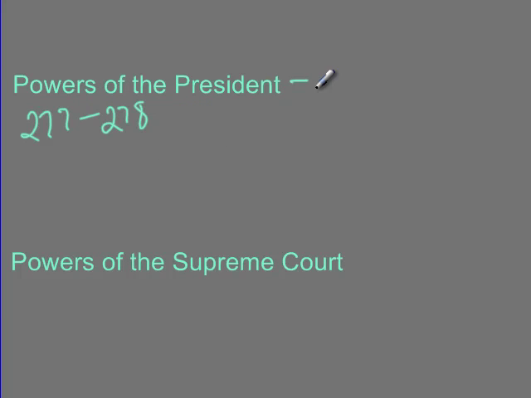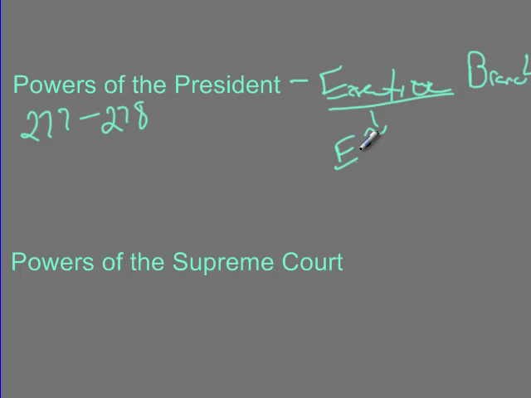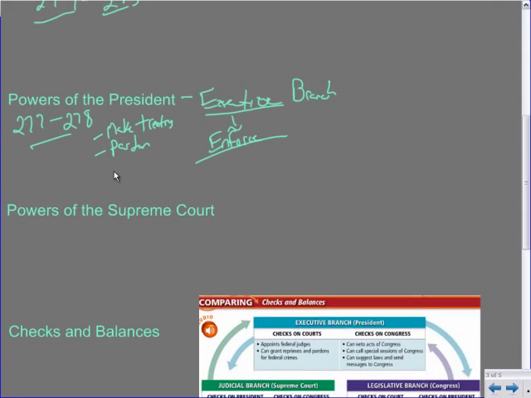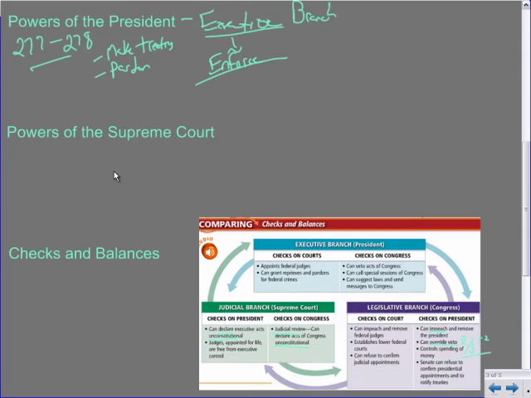So the president is the executive branch. All right, so the executive branch enforces the laws. Powers of the president, we've talked about him enforcing the laws. He's the one that makes treaties. He doesn't approve them. Congress approves them. He just makes them. He can pardon people. And just read through these pages and you'll find some more information about that. But the president is the executive branch. He's enforcing the laws, pardoning people, making treaties, all that kind of stuff.